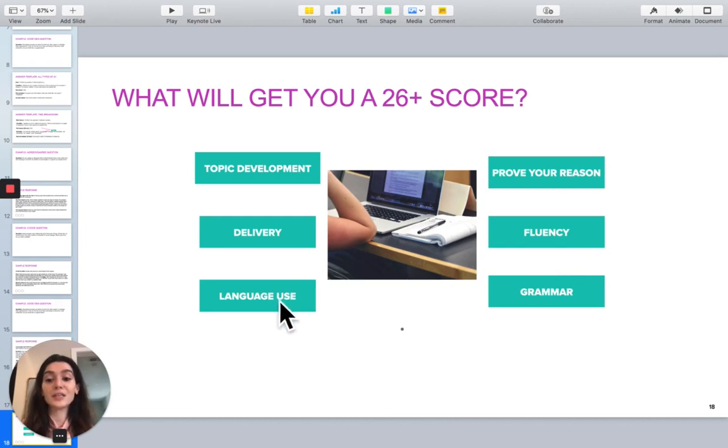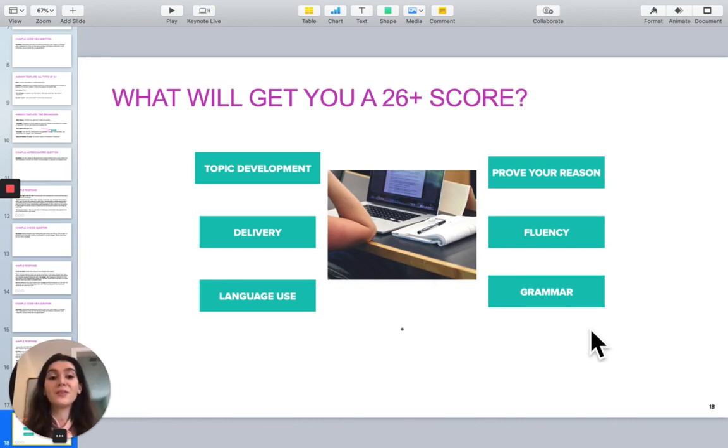The last point here is language use. Under language use, there's advanced vocabulary and grammar, and I'm going to touch on grammar today. A lot of students ask me how many grammatical errors are okay, and the best way to answer is that if you have a perfect response but you make one grammatical error, it's okay. But if you have a lot of grammatical errors, especially errors with your tenses that can change the meaning of your sentence, then of course it's going to be hard for you to get a 26, because when you use wrong tenses, it can really change the meaning of your message, and that's not going to be okay.